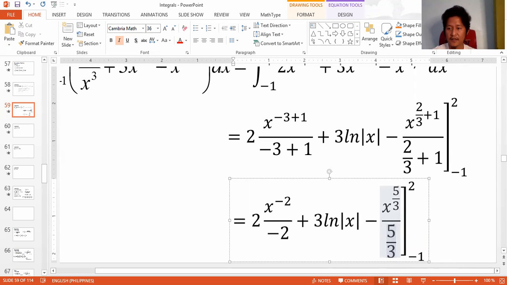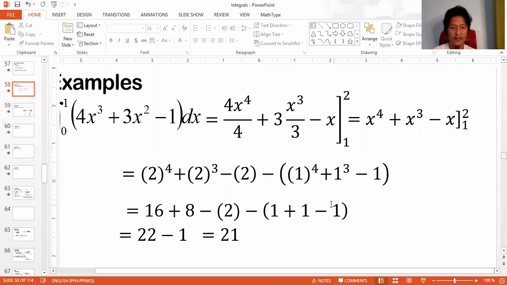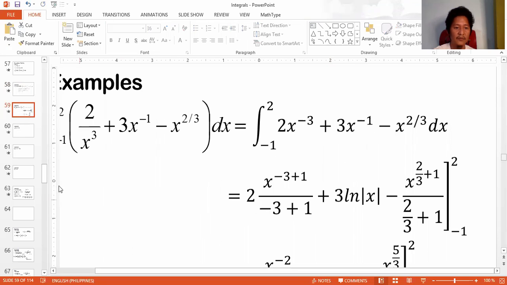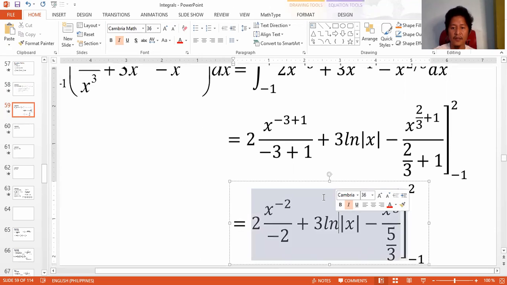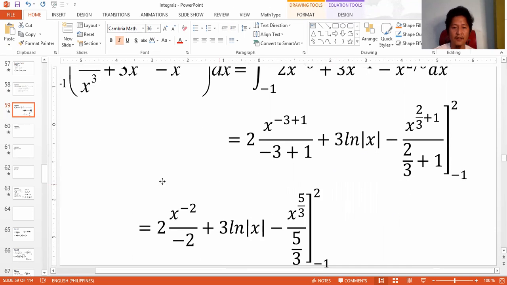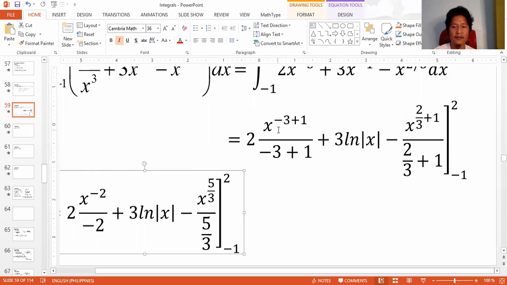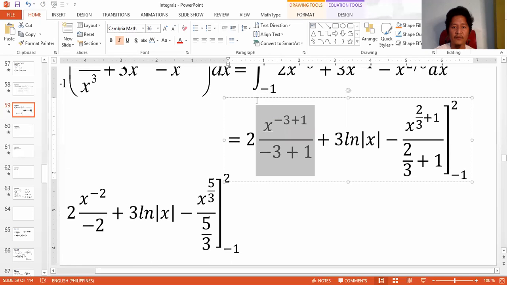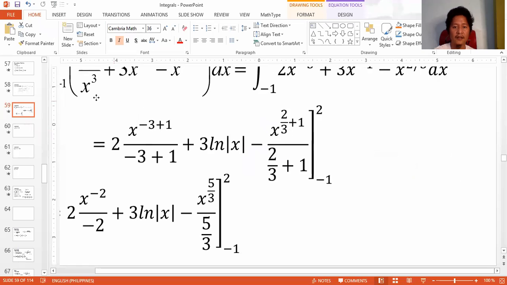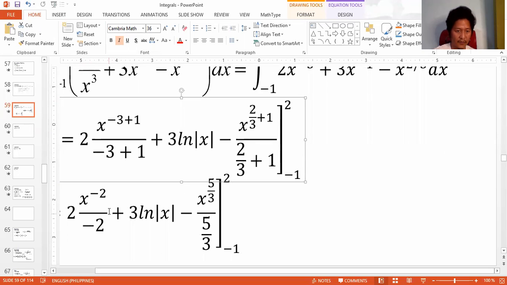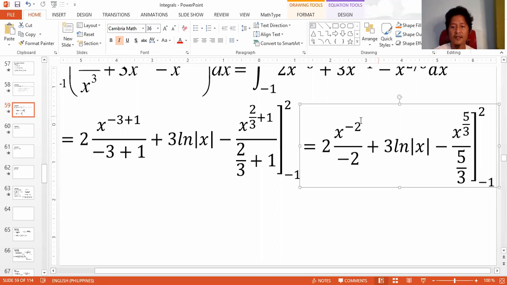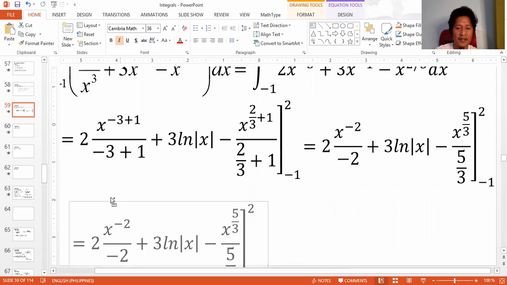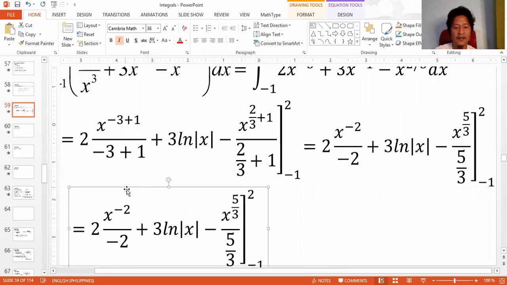Okay, and then further, let's simplify this further. I'm sorry, I keep on moving to the other side. Let me move this first. Better yet, let me move this now dito so that we can still use this space later on. Okay, nakakasunod pa ba guys? And then we simplify this. Put this here. Okay lang?